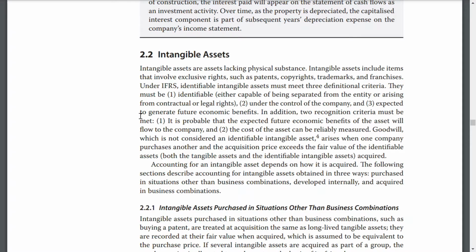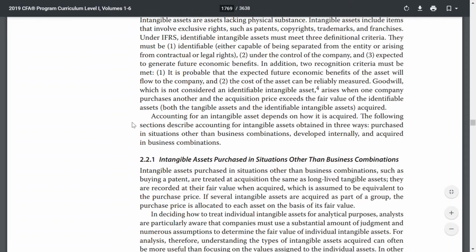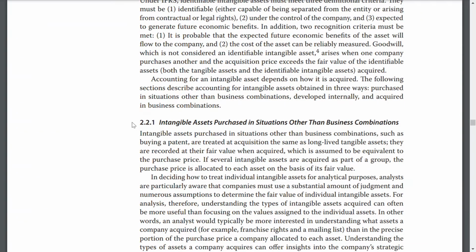In addition, 2 recognition criteria must be met. 1, it is probable that the expected future economic benefit of the asset will flow to the company. And 2, the cost of the asset can be reliably measured. Goodwill, which is not considered an intangible asset, arises when one company purchases another and the acquisition price exceeds the fair value of the identifiable assets acquired. Accounting for an intangible asset depends on how it is acquired. The following section describes accounting for intangible assets obtained in three ways: purchased in situations other than business combinations, developed internally, and acquired in business combinations.